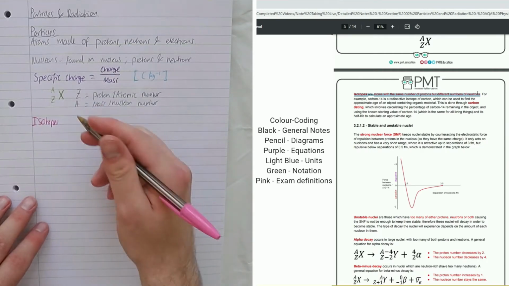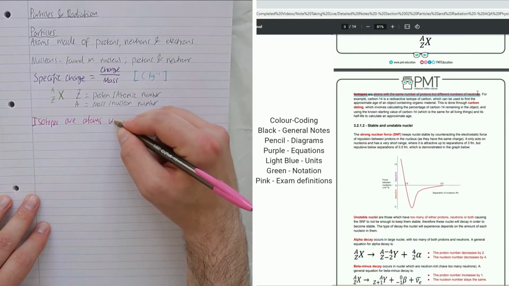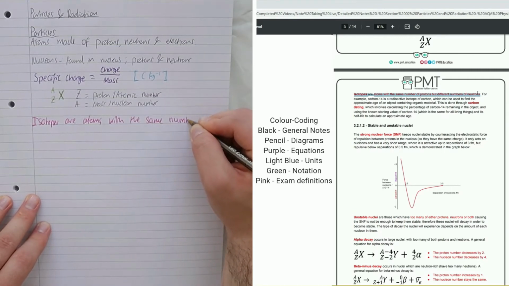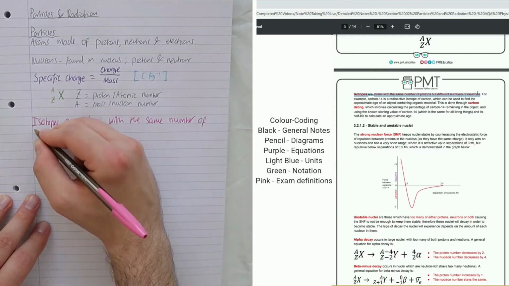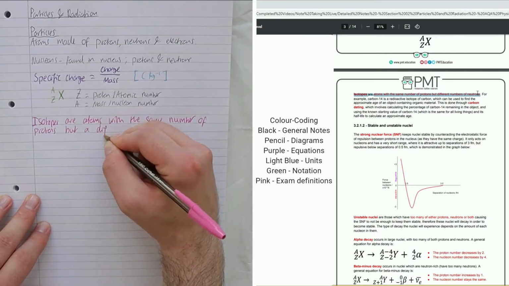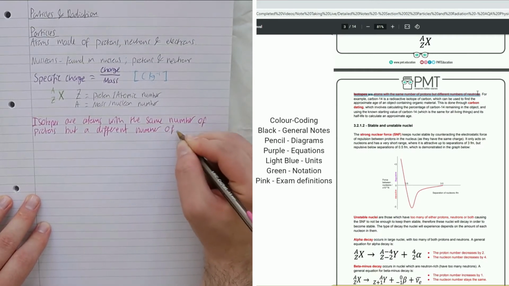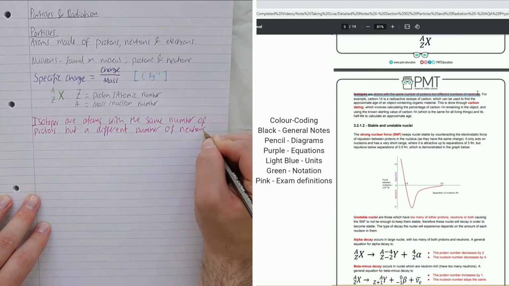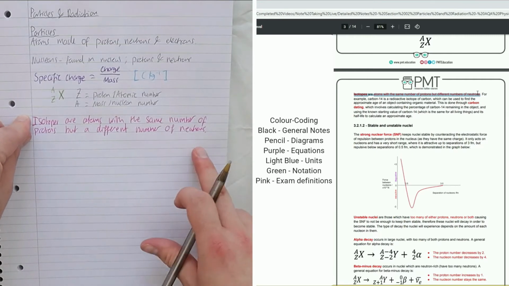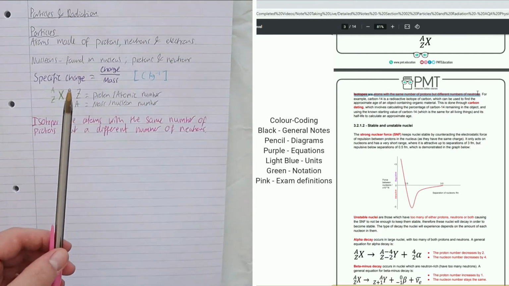So simply write out the definition. Isotopes are atoms with the same number of protons but a different number of neutrons. What I'm extracting here is as many marks as possible. This is an answer to a 1 mark exam question, so there you go, I've got 1 mark right here. And I've also got some marks for the specific charge when that comes up.